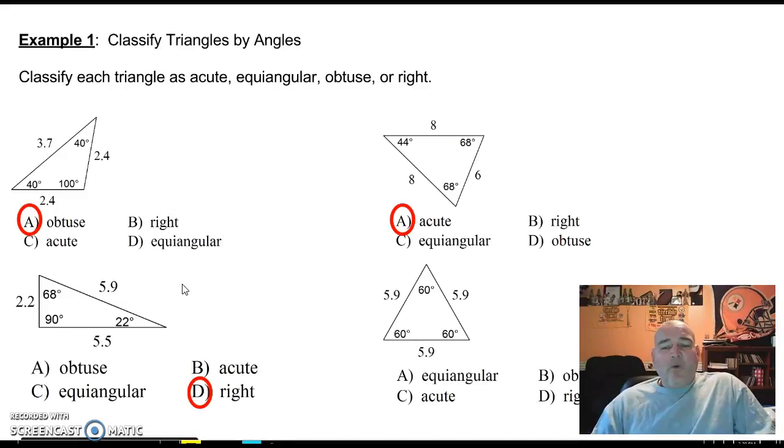And in example 4, notice that we have three acute angles in there, but all three of those acute angles are the same. Therefore, we would make this equiangular. Yes, all three of the angles are acute, but since all three of the angles are also equal, equiangular is the best name to use.